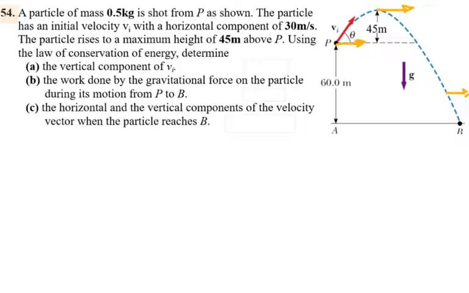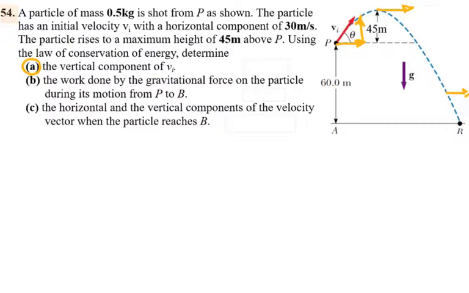Using the laws of conservation of energy, determine the vertical component of initial velocity, the work done by the gravitational force on the particle during its motion between point P and B, and then the horizontal and vertical components of the velocity vector when the particle reaches point B. So at first we're going to figure out the vertical component of the initial velocity.